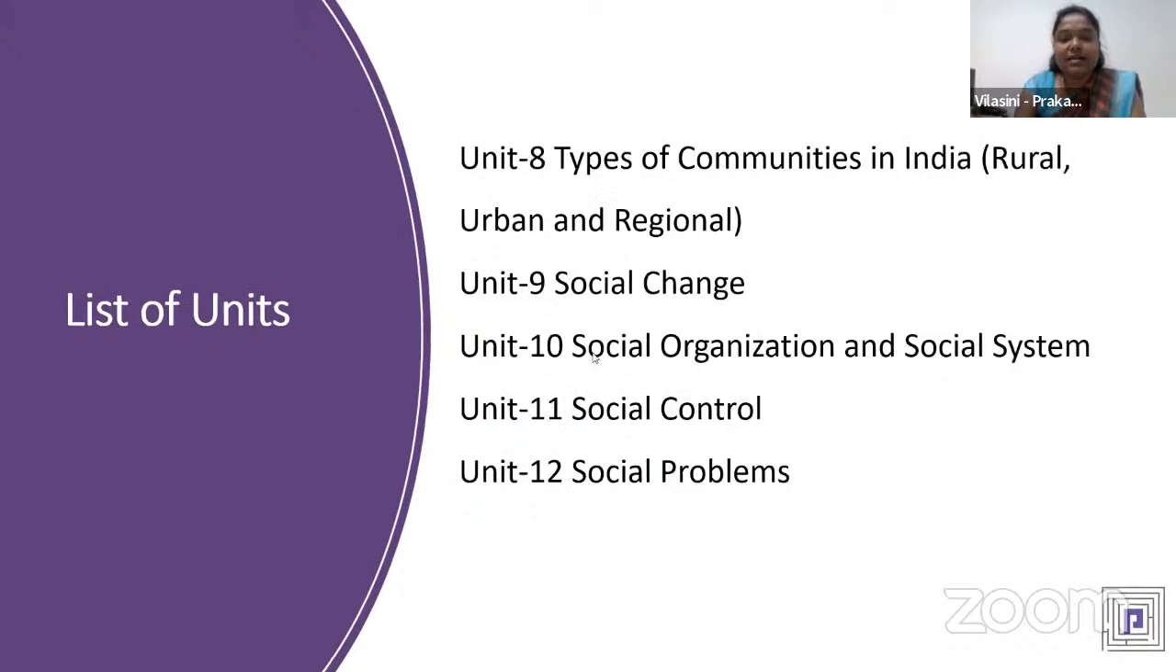Unit 8, we will study about the types of communities in India. Mostly we have three types of communities, that is rural, urban and regional. The next is unit 9, which is about social change. The next is unit 10, social organization and social system. Then unit 11 is social control. The last, unit 12, is about social problems. So these are the units given according to the syllabus.